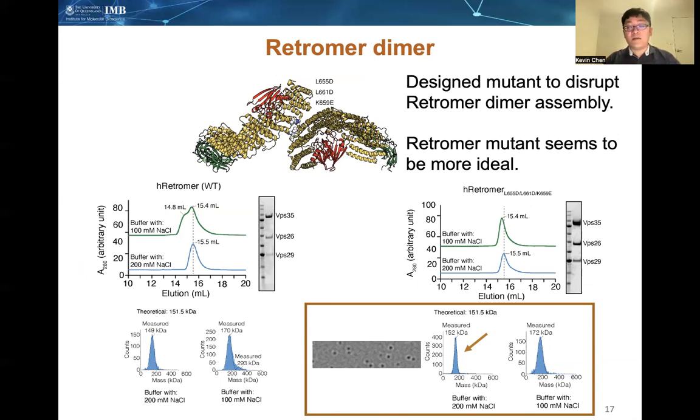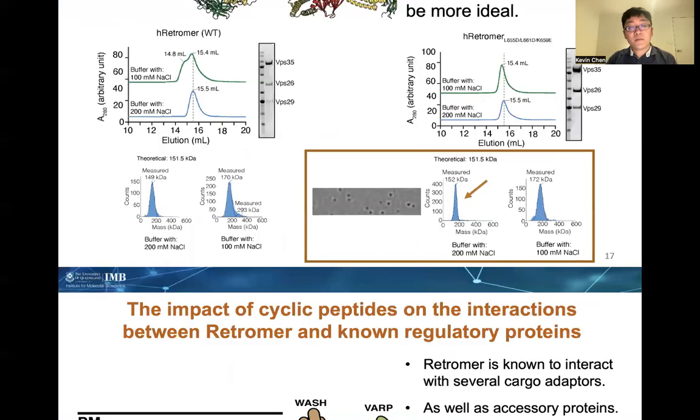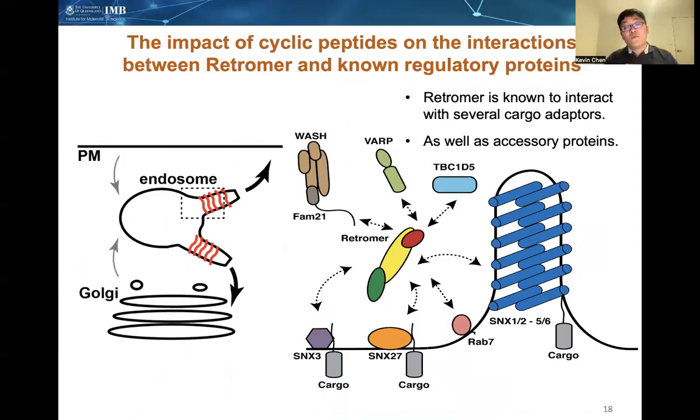So that's why we show a little example here. Of course, once we know exactly how those cyclic peptides bind to the retromer, and we have the structural information, the next thing is the important part, because we want to know if those cyclic peptides will affect how retromer interacts with its known regulatory proteins or cargo adapters, as I mentioned, because retromer is a complex that is known to bind so many proteins.